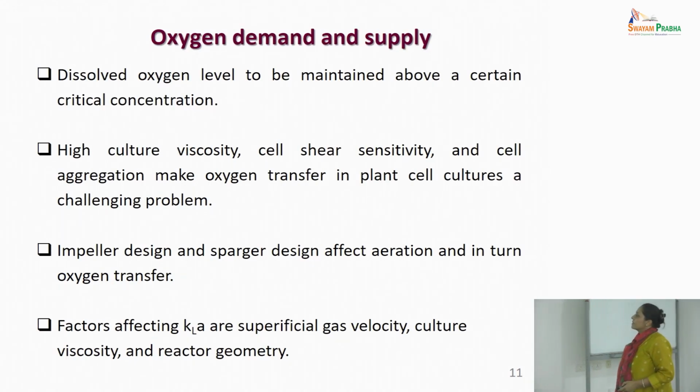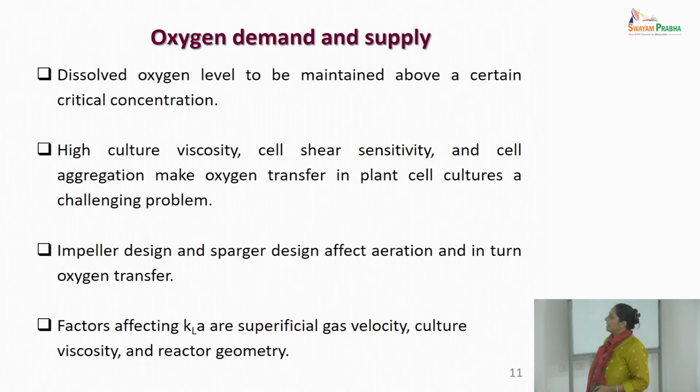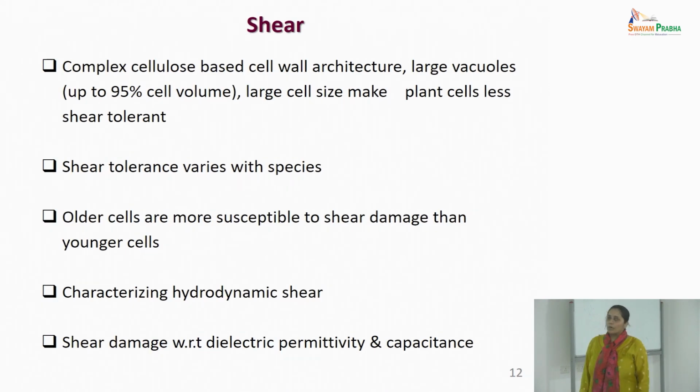Okay, so high culture viscosity, cell shear sensitivity, and cell aggregation can make oxygen transfer in plant cell cultures a challenging problem. Talking about shear, tolerance varies with species. Please make note, even though I have said that they are relatively shear sensitive, even among the various species, there can be different tolerance ability.